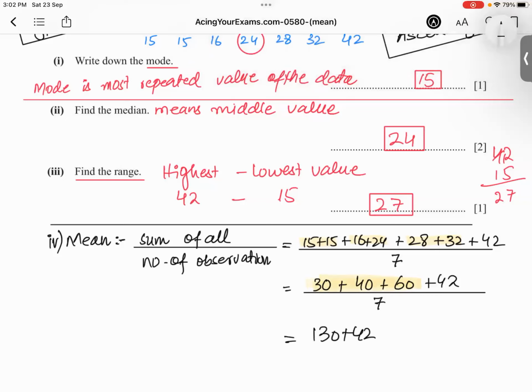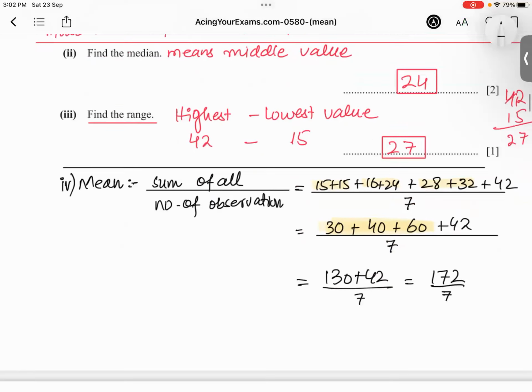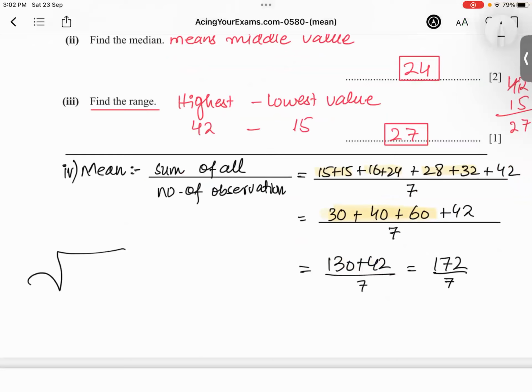130 plus 42, divided by 7. That is 172 divided by 7. So now we can use the cow head method here. 172 divided by 7. 17, 7 times 2 is 14. So 3 will come down. So we don't have 32 in table 7. Yeah, we do have 28.